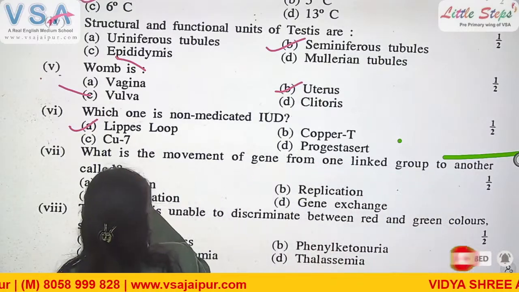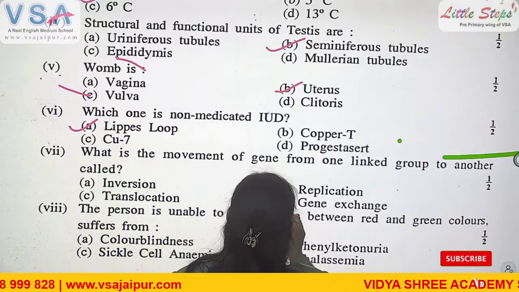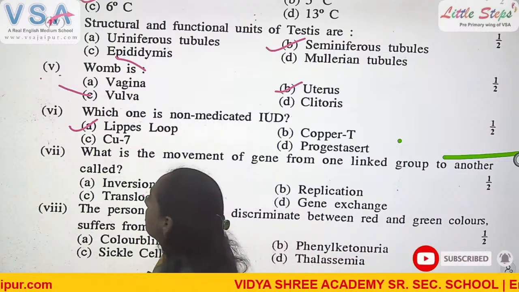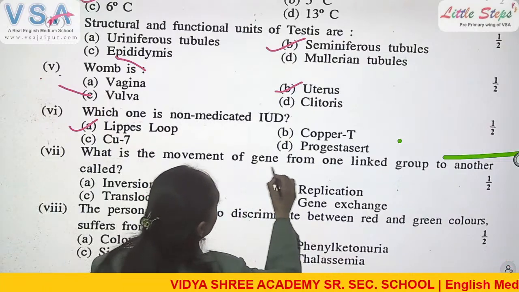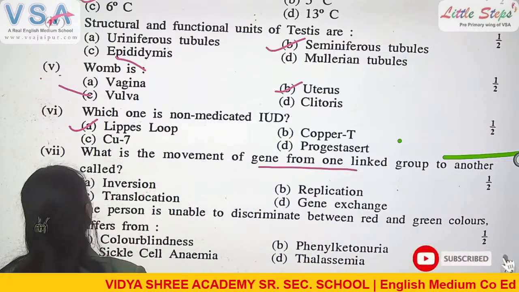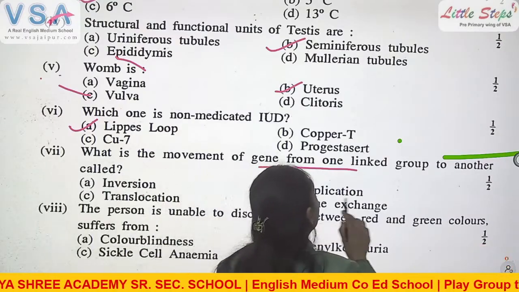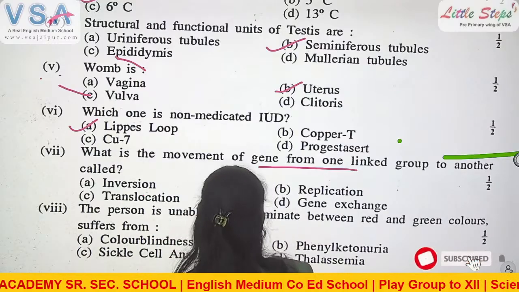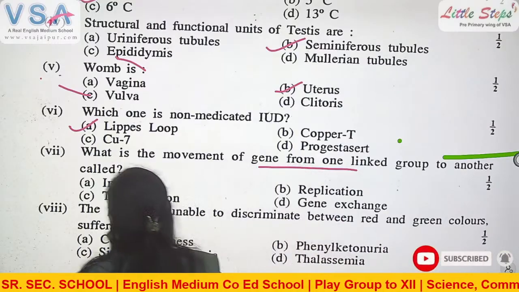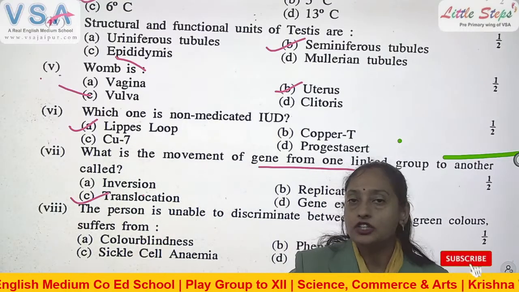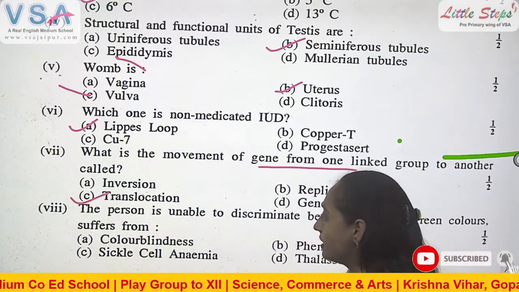Now, what is the movement of gene from one linked group to another called? This is inversion, replication, translocation or gene exchange. So what is the right answer? Option C, translocation. This is the right answer.